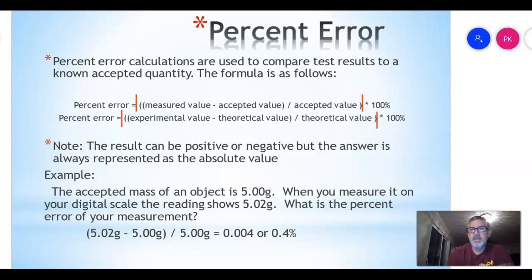Remember, it's measured minus accepted divided by accepted. And then it's an absolute value, right? So we always make our deviation positive. A result can be positive or negative, but the answer is always represented in the absolute value. So if the accepted mass is 5.00 grams, and my digit reads 5.02, the percent error?